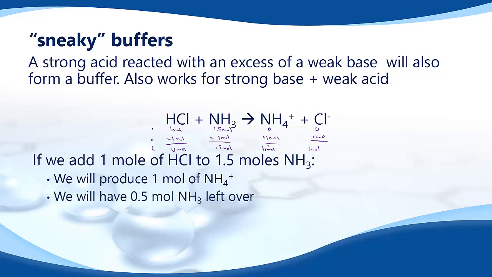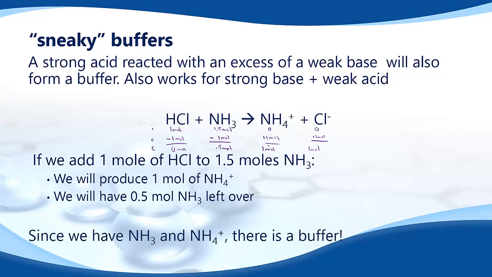This gives us a buffer, right? Because we have NH3, which is our weak base, and the ammonium ion, which is its conjugate acid. Since they're both present, we have a buffer. So this is one of the ways you can go about making them, right? So please pay attention to this. You can make a buffer from a weak acid or base and its conjugate salt, or you can make it from a weak acid or base in excess reacting with a strong one.